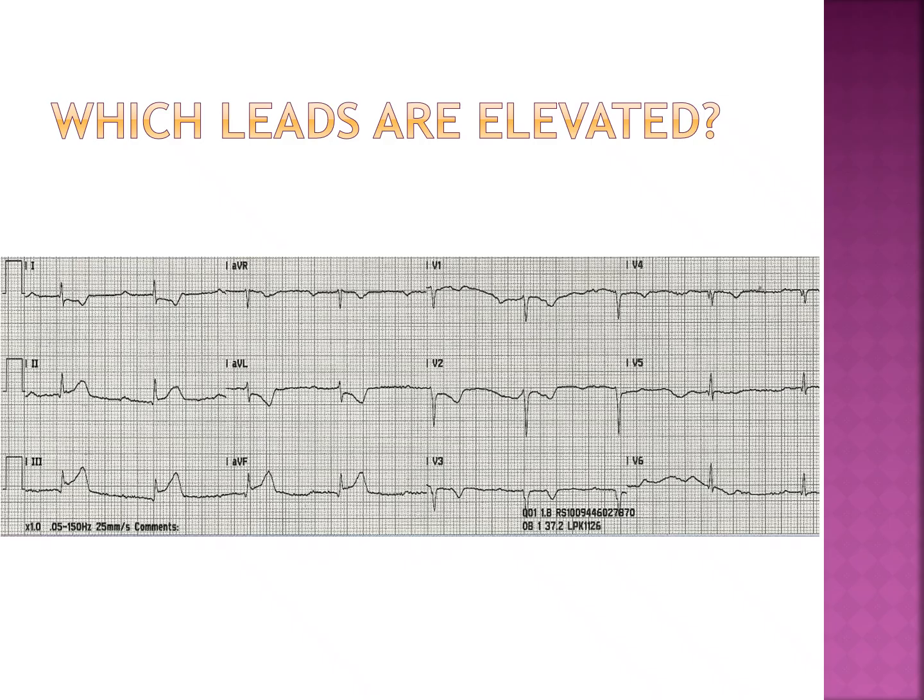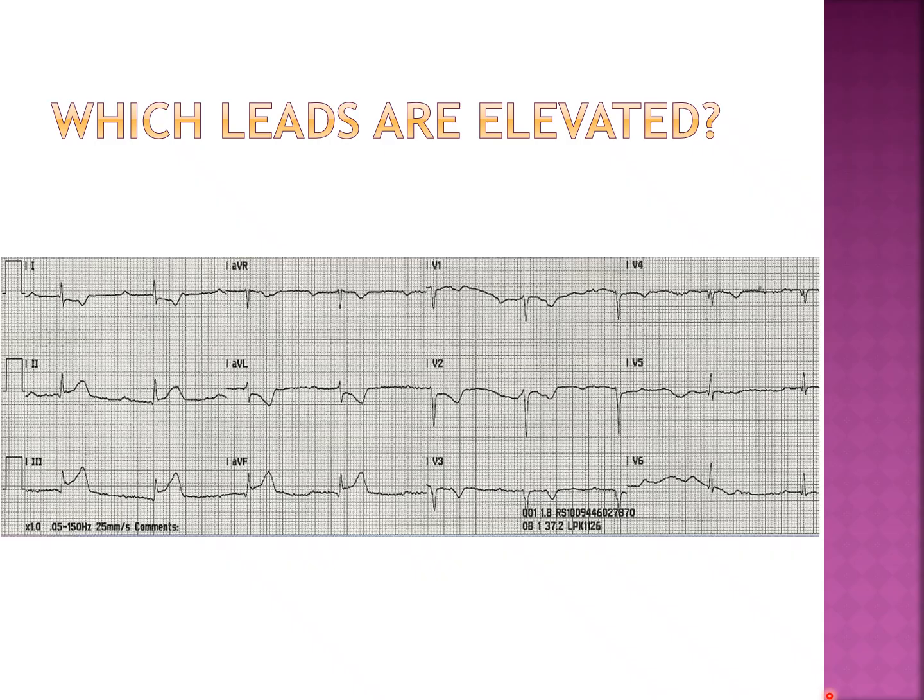So let's go through here and look at V1, V2, V3, V4, V5. What did you notice about them? We should be getting a positive progression of our QRS complex, but notice in V1, it stays downward. V2, it stays downward. V3, it stays downward. V4, it's still downward. It's not until we get to V5 and V6 that we get an upward deflection of our QRS complex. And we call that a poor R wave progression.